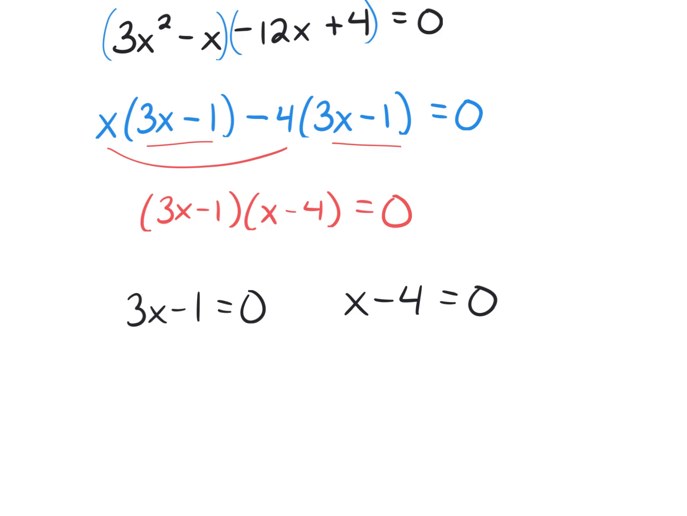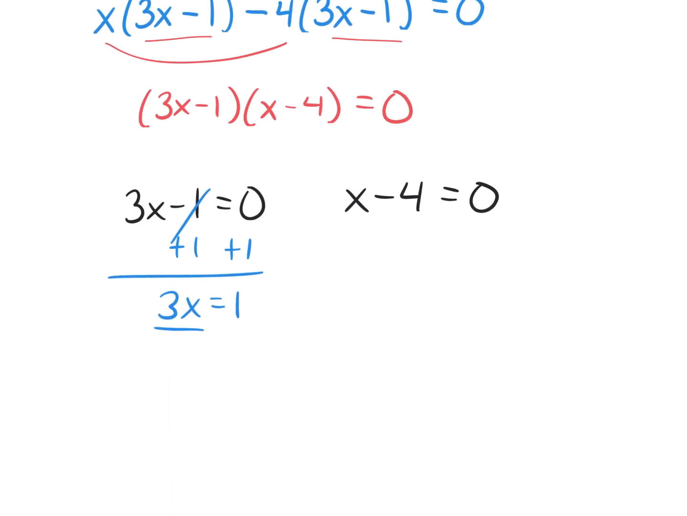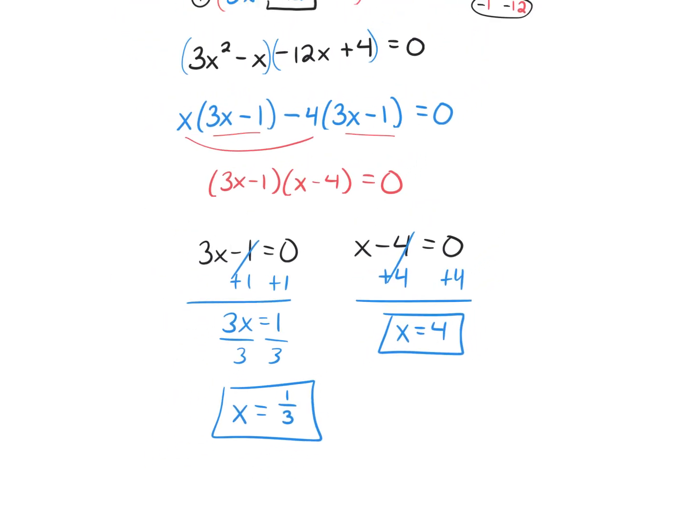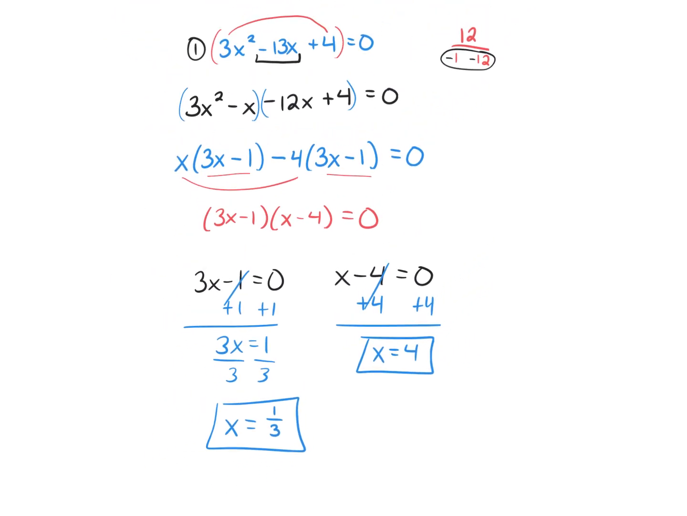How do I solve the left equation? Add 1. So we get 3x equals 1. Last step, divide by 3. We get x equals 1/3. Yep, and you can leave those as fractions. What do we do for the right equation? Add 4. We get x equals 4. How many solutions were we supposed to get? 2. We got 2. Good.